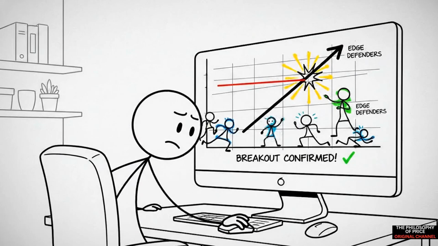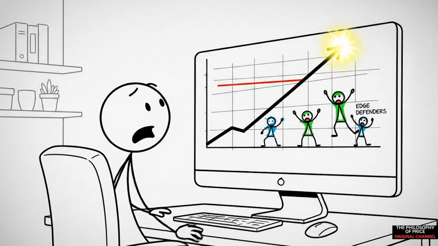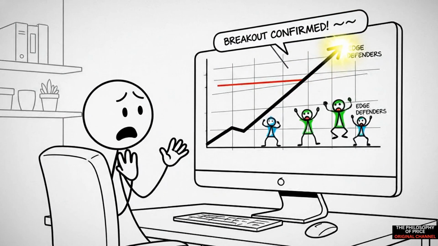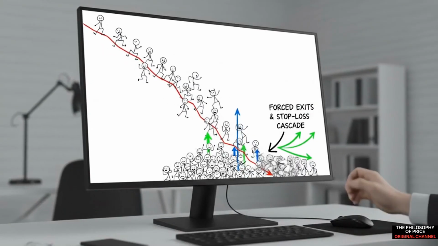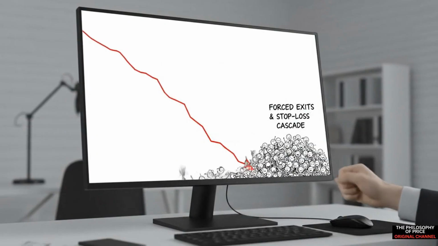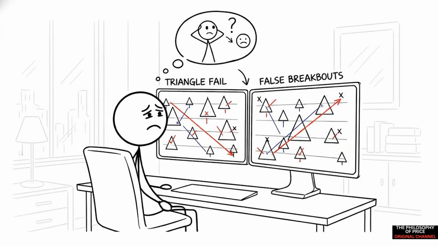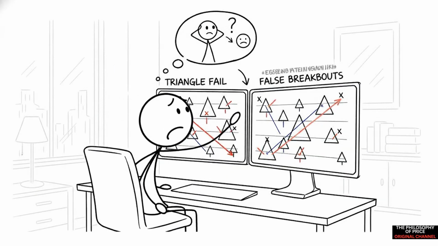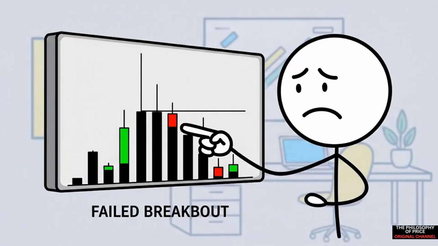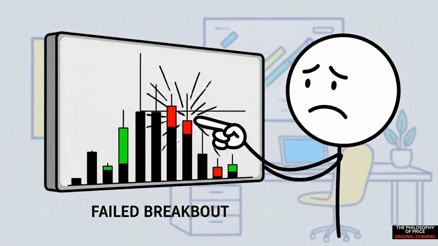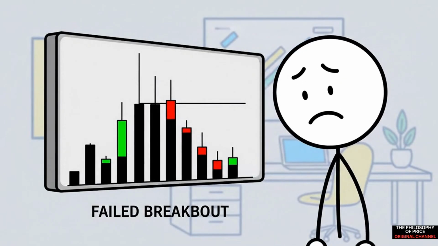When the boundary eventually breaks, the momentum is fueled by edge defenders, traders who bet against the ceiling or floor. Their forced exits, triggered by stop losses, can then cascade, creating significant directional momentum. Yet, many traders overlook that triangles frequently fail, leading to deceptive false breakouts. A failed breakout, like a wick above the ceiling that quickly retreats, signals that the perceived dominant side was an illusion.